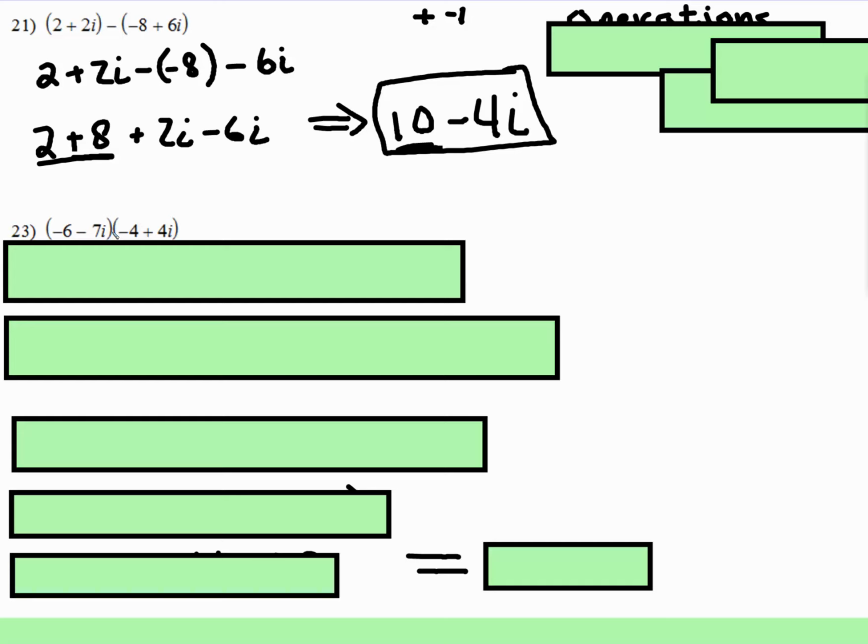Now down here, for number 23, yes, you have two binomials. You can think about it as doing the FOIL method. If some of you love that method, the other thing I want you to think about is you could just look at it as two distributive. So the first term is -6, and you're going to multiply -6 by that second whole expression, and then you have -7i, and -7i you're going to multiply by that whole expression.